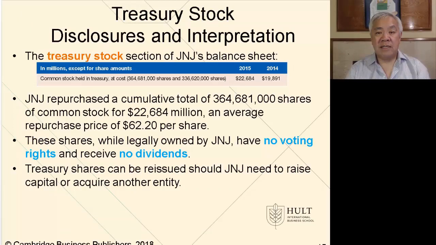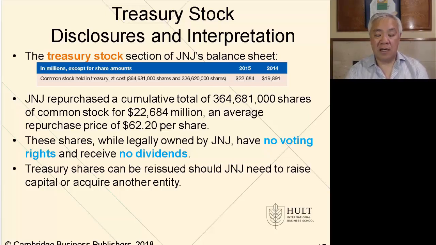Next is how do we see the disclosure in a financial statement for treasury shares. J&J shows that they have common shares held in treasury at cost, 364 million shares, and it shows that it cost them $22.6 billion to buy back their own shares. We can establish the average price paid by J&J by taking the total dollars paid by J&J divided by the common shares that were bought into Treasury. That's the average they paid to buy their own stock. In this example, J&J repurchased a total of 364 million. The price was $22 billion. The average repurchase price was $62 per share.